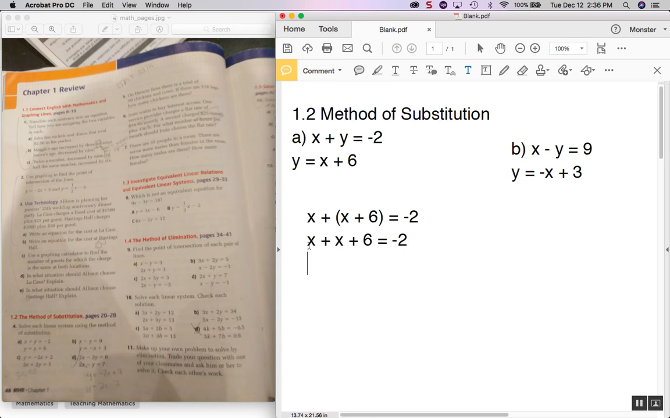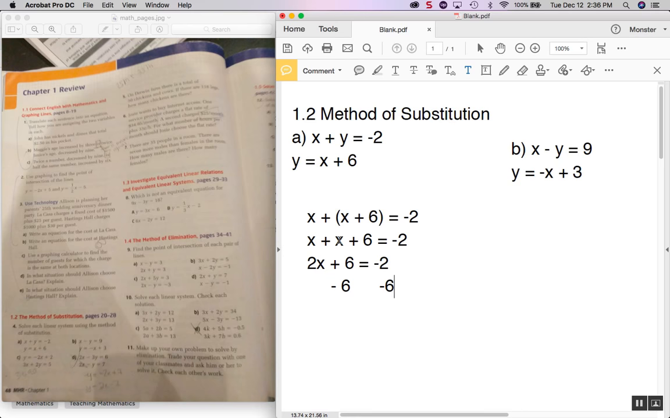So then you can combine like terms. You've got an x plus an x. Just think of it as an apple plus another apple. How many apples do you have? You have 2 apples. Now we're going to add on to that 6, which still equals -2. So now you just follow through the algebra. You're just going to slowly get rid of stuff, so we'll take it nice and slow. We're going to subtract 6.